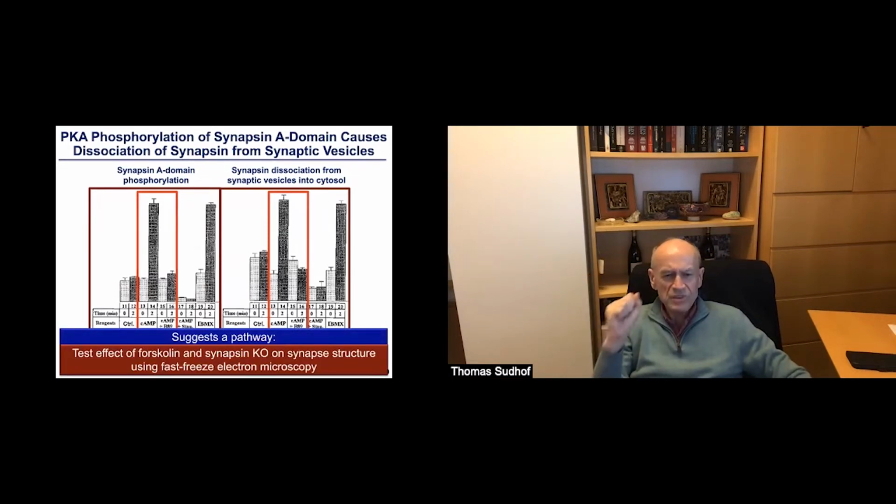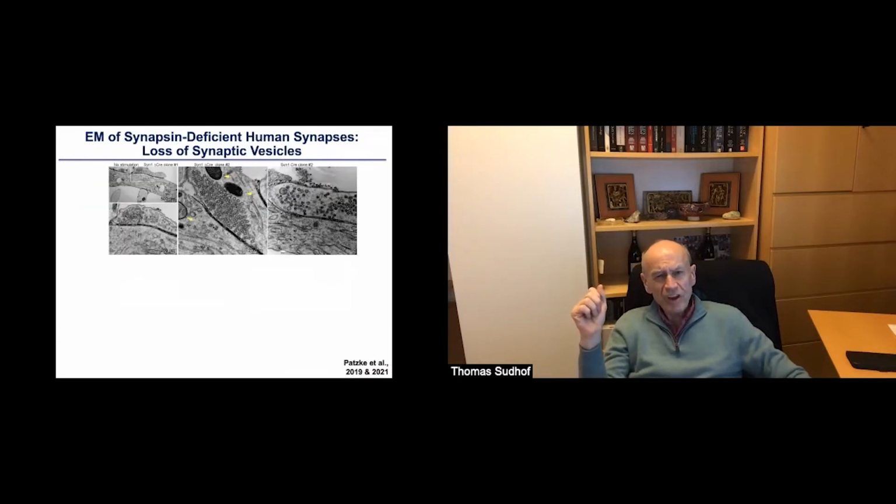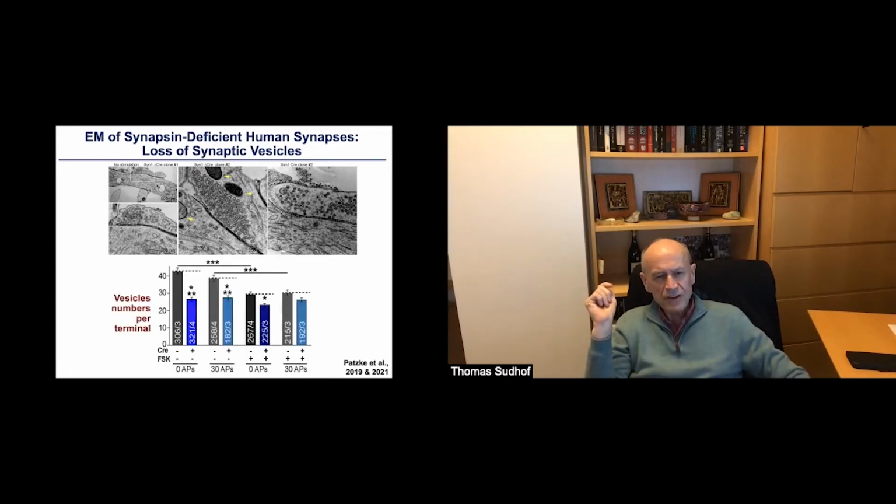To test what this effect is, we looked at the synapse structure using fast freeze electron microscopy. And in these experiments that were carried out with Christian Rosenmund in Berlin, Germany, what we found, as shown here, is that the human synapses look like mouse synapses, beautiful, with lots of synaptic vesicles.